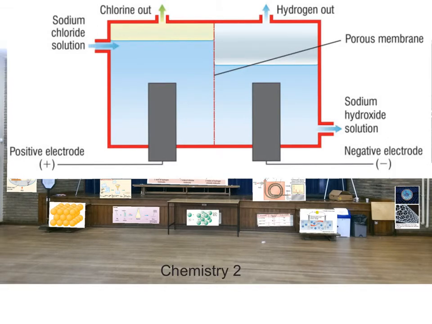When we electrolyze brine, we get three products: chlorine gas, hydrogen gas, and sodium hydroxide solution, which is an alkali. Chlorine is used to make bleach, which kills bacteria, and is used to make plastics. Hydrogen is used to make margarine. Sodium hydroxide is used to make bleach, paper, and soap.